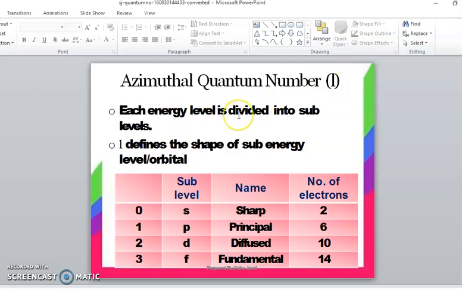Each main energy level is divided into certain sub-energy levels, and l defines the sub-energy level. Suppose l equal to 0, it is s sub-level; l equal to 1, it is p sub-level; l equal to 2, d sub-level; and l equal to 3, it is f sub-level. It is called s because the actual name of the sub-level is sharp, p for principal, d for diffuse, f for fundamental. And these are the respective numbers of electrons possible in each orbital.